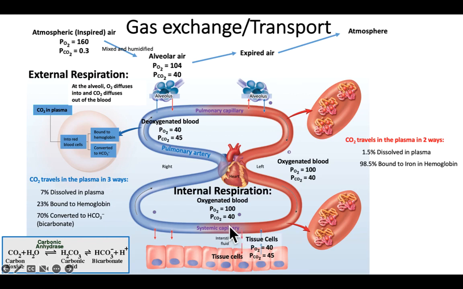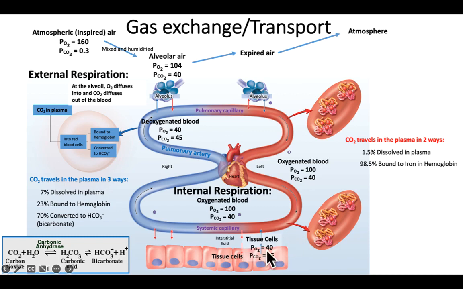So at systemic capillaries, we do internal respiration with the tissue cells. So now we have to look at another set of numbers. So in oxygenated blood, you have about 100 millimeters mercury of oxygen. You have 40 millimeters mercury of carbon dioxide.